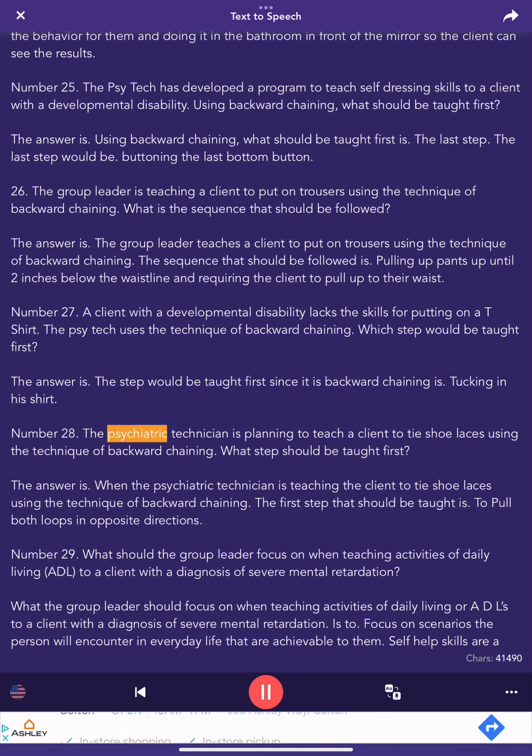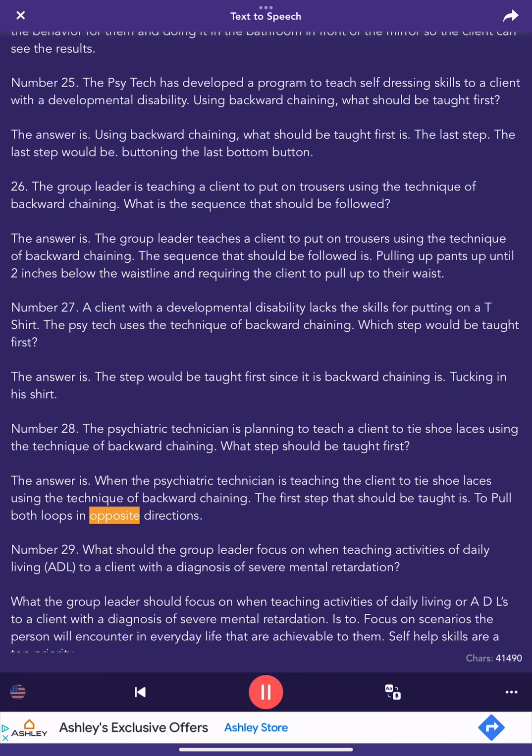Number 28. The psychiatric technician is planning to teach a client to tie shoelaces using the technique of backward chaining. What step should be taught first? The answer is, when teaching the client to tie shoelaces using backward chaining, the first step that should be taught is to pull both loops in opposite directions.